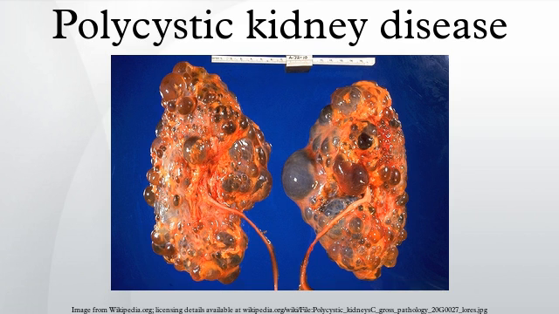Polycystic kidney disease is a cystic genetic disorder of the kidneys. There are two types of PKD, autosomal dominant polycystic kidney disease and the less common autosomal recessive polycystic kidney disease. It occurs in humans and some other animals. PKD is characterized by the presence of multiple cysts, typically in both kidneys.